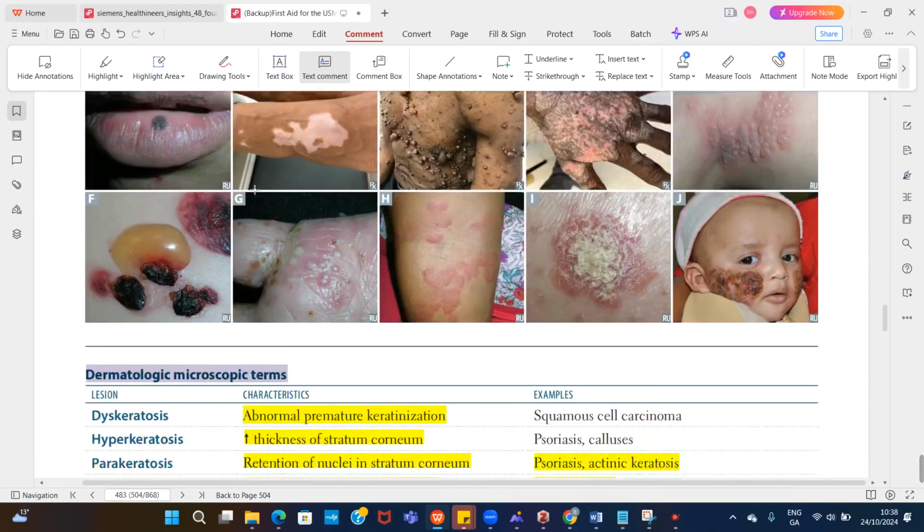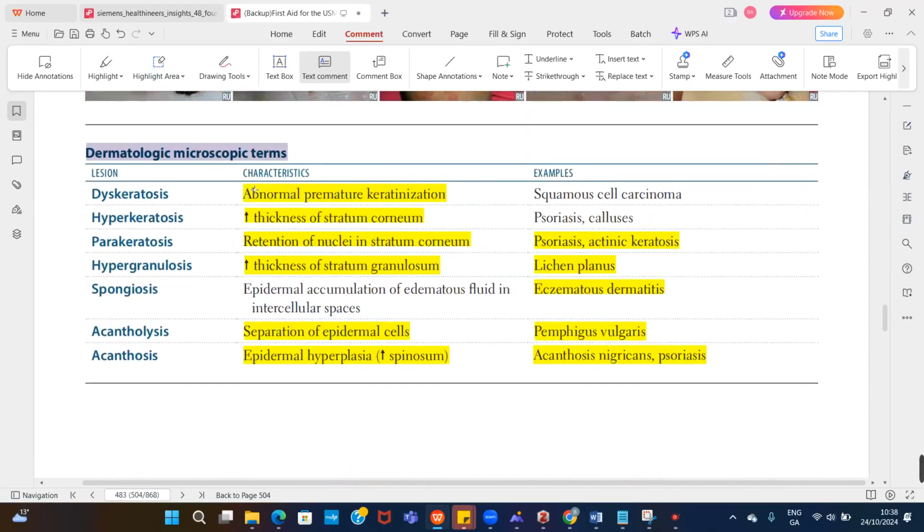So let us go to the microscopic terms. We have talked about the ones you see physically, the macroscopic. Moving on to the microscopic terms. If we observe a lesion under the microscope, what are the potential characteristics that we can see and what do they mean? The first one is dyskeratosis. Once you say dyskeratosis, what are you talking about? We mean abnormal premature keratinization. Now, the ideal process is that the keratinocyte should migrate from the stratum basale. As they migrate, they become mature. They start producing keratin. They ascend to the stratum corneum.